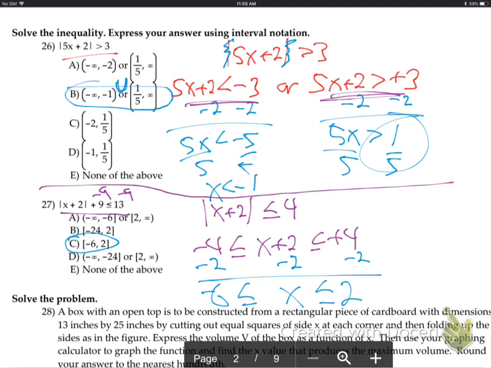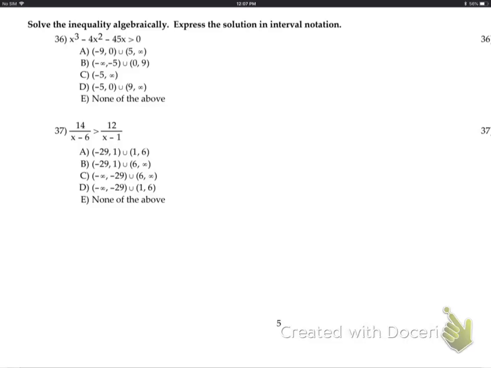There it is. Good? Will you be able to get absolute values on the real exam? Questions on that one? All right, I'll move on if you're good. All right, let's solve 36.